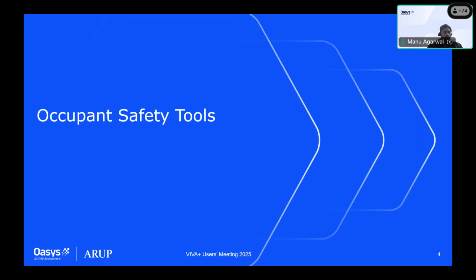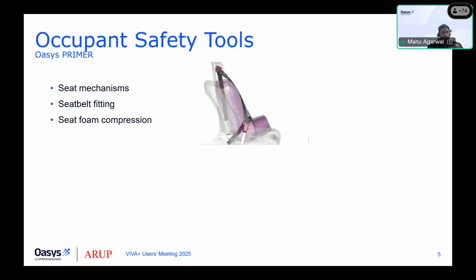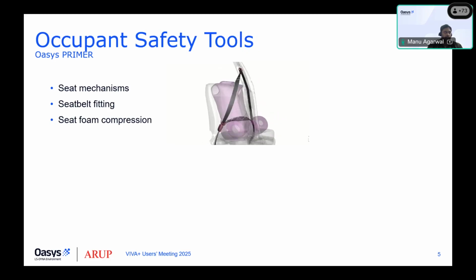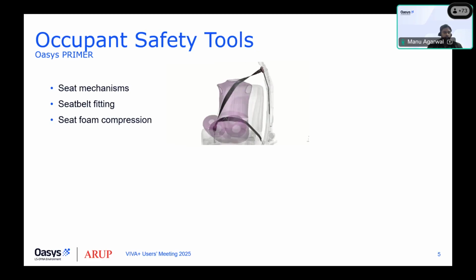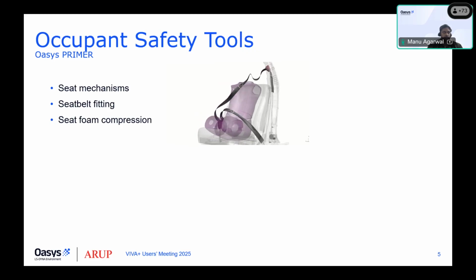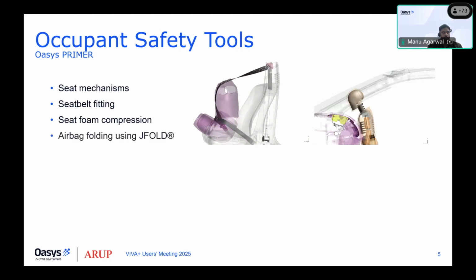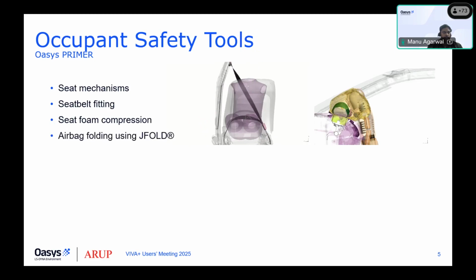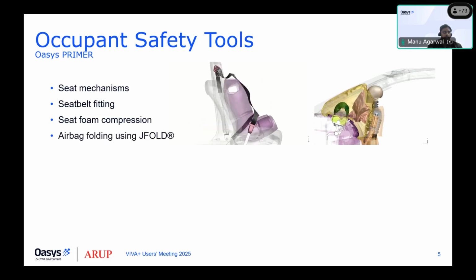A quick recap on the available occupant safety tools in Oasys Primer. So our ANSYS Elastana preprocessor Oasys Primer provides a comprehensive solution for occupant safety applications using ANSYS Elastana. This would include setting up various seat positions, deformation of the seat foam, while removing the initial penetrations between the occupant and the seat.